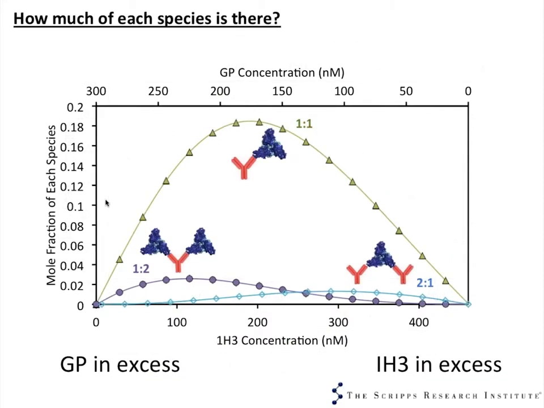So we can also answer the question of how much of each species is there. We can build a model that has all of these different components in it, but are they well represented? Although we do need to include all 3 terms, only a small amount of either the 1 to 2 or 2 to 1 stoichiometries are actually present. And about 20% of it in the bulk in this experiment is the 1 to 1 stoichiometry only.